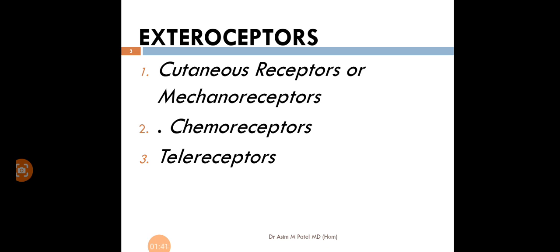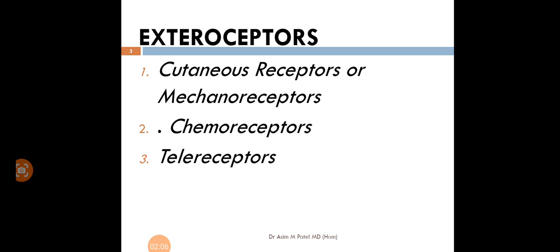Chemoreceptors are the receptors which give response to chemical stimuli. For example, the receptors for taste sensation, that is taste buds, and the receptors for smell sensation are chemoreceptors. Taste and smell sensations are chemical sensations.